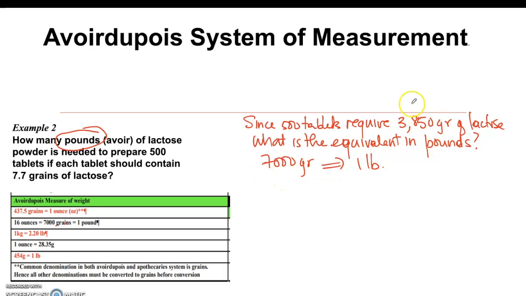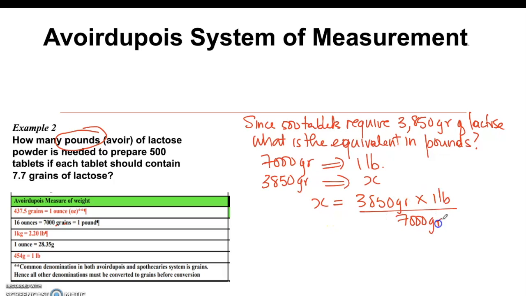So we want to find out what 3,850 grains is equivalent to in terms of pounds. So therefore, 3,850 grains will be equivalent to X. And X is now going to be 3,850 grains times 1 pound divided by 7,000 grains. And X is going to give you 0.55 pounds. So about half a pound, a little bit over half of a pound, would be equivalent to the amount of lactose that would be needed to make 500 tablets.